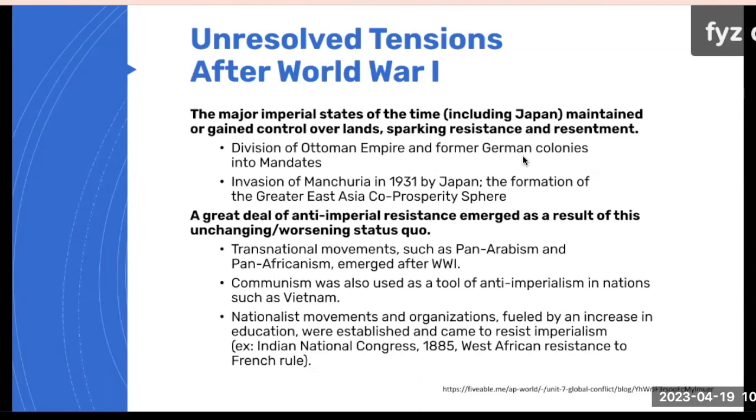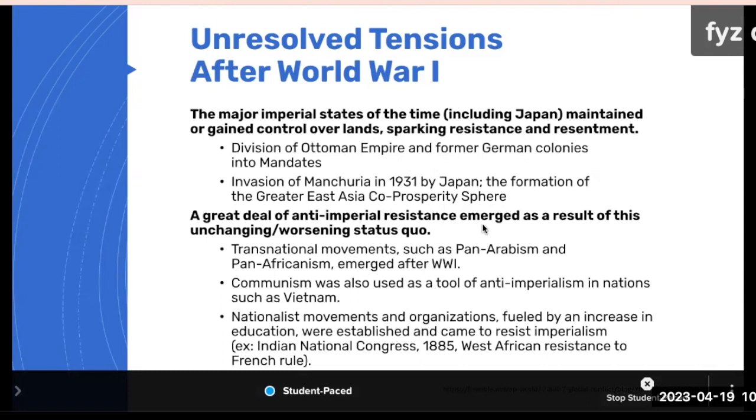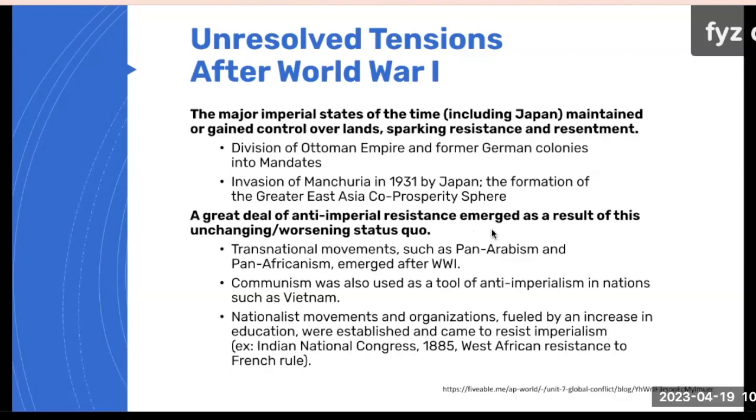And we're also going to see anti-imperialism. So people who want to resist imperialism because of the negative effects of imperialism or the worsening status quo. We're going to see movements in the Middle East, like Pan-Arabism, trying to get independence for the Arabian Peninsula away from the British in particular. We're going to see Pan-Africanism, basically trying to resist the imperial powers that have taken over Africa, like France in West Africa and Britain in South Africa, and then of course Belgium in the Congo. There's a whole long list of problems that happened with that.